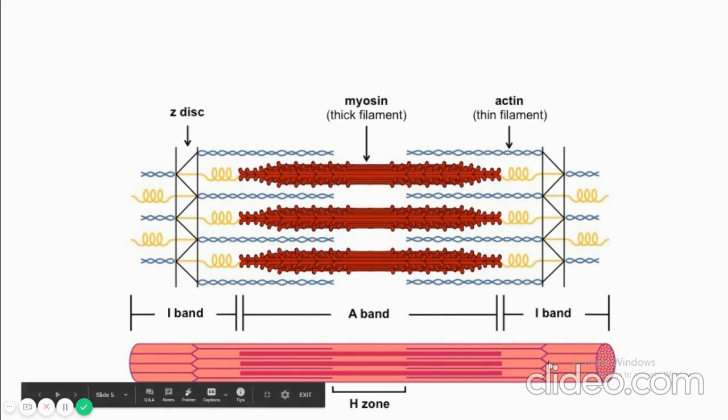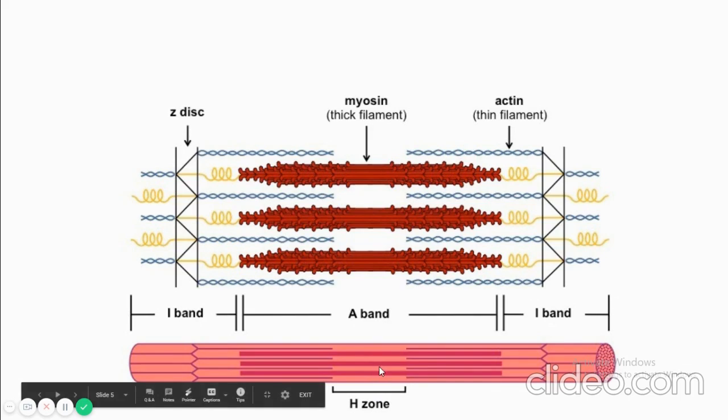This is the Z line. The I band contains only thin filament, and here is the I band, which contains only thin filament, and the A band, which contains both thin filaments and thick filaments. Each A band has a centrally lightly staining zone called the H zone that contains only thick filament.